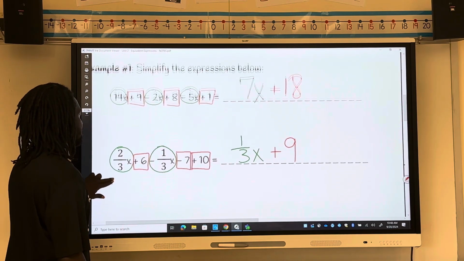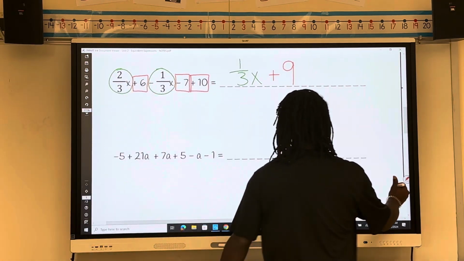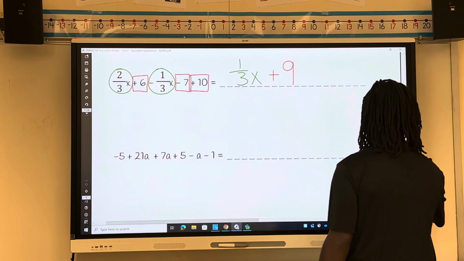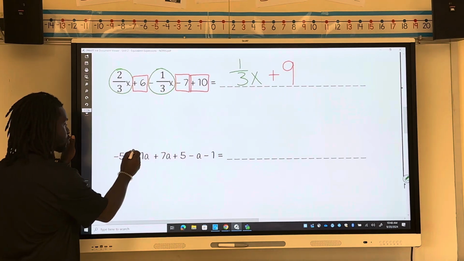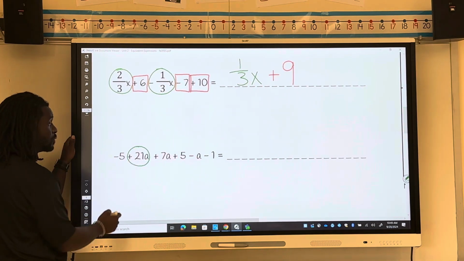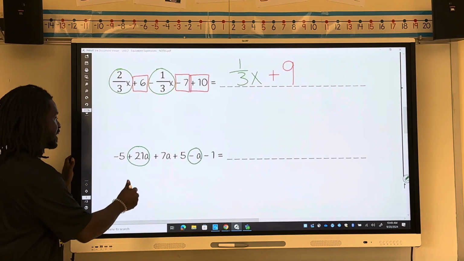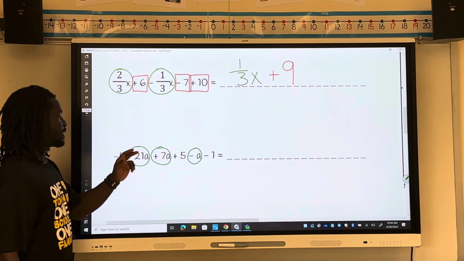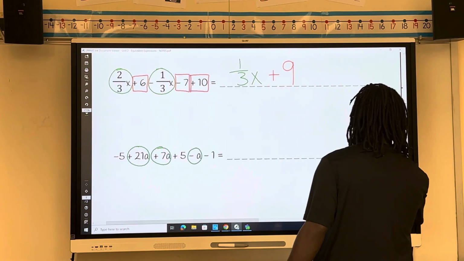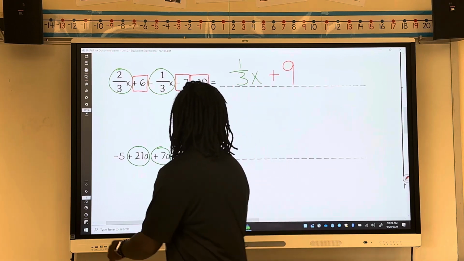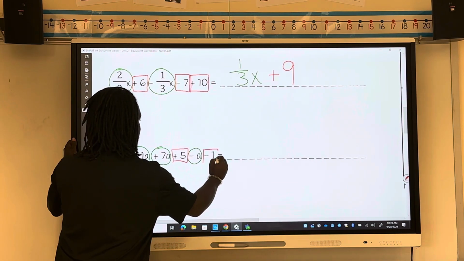All right. Now, this is the last one. For this one, there is something specific that I want to point out to you here. So I'm going to start by circling my variable terms. I got a plus 21a. I got a negative a. And then, sorry, I forgot that one, a plus 7a. Okay. So those are all my variable terms. Now let's get to my constant terms. I got a negative 5, a plus 5, and then a negative 1.